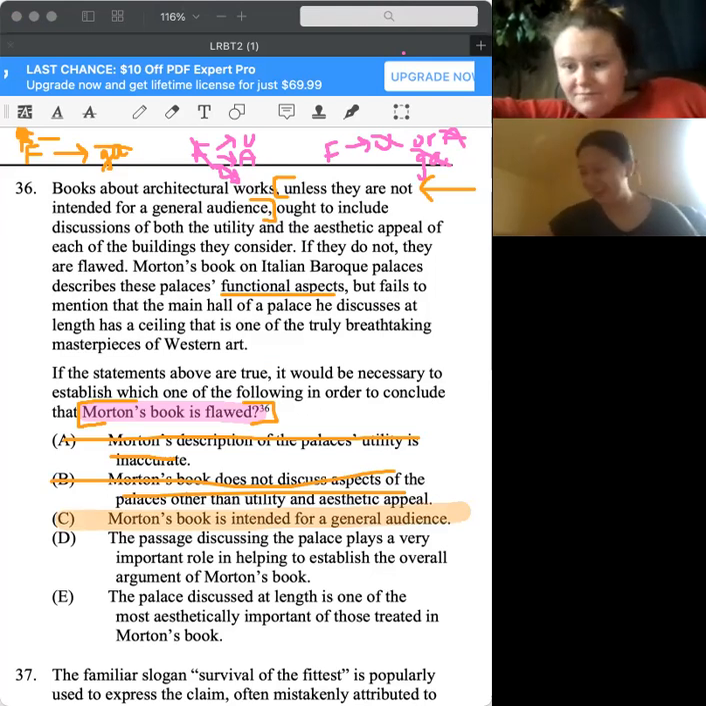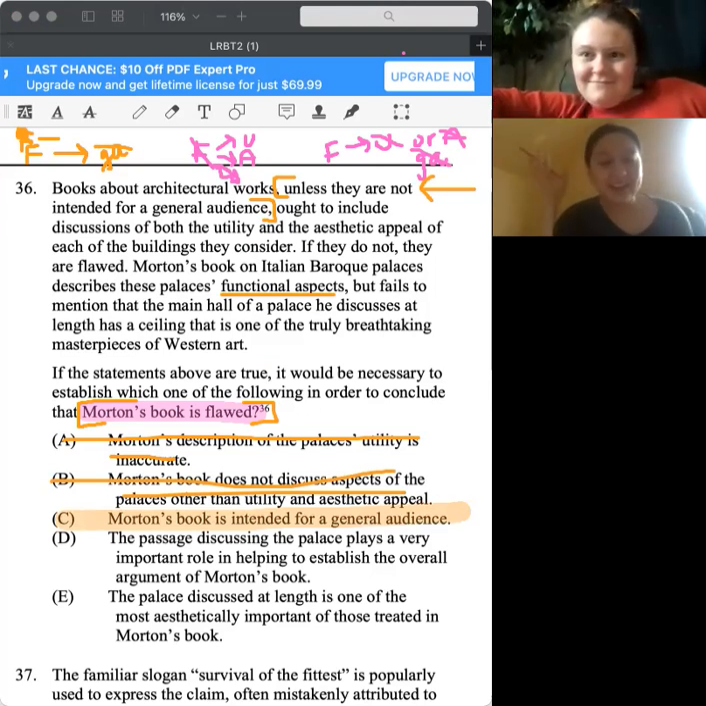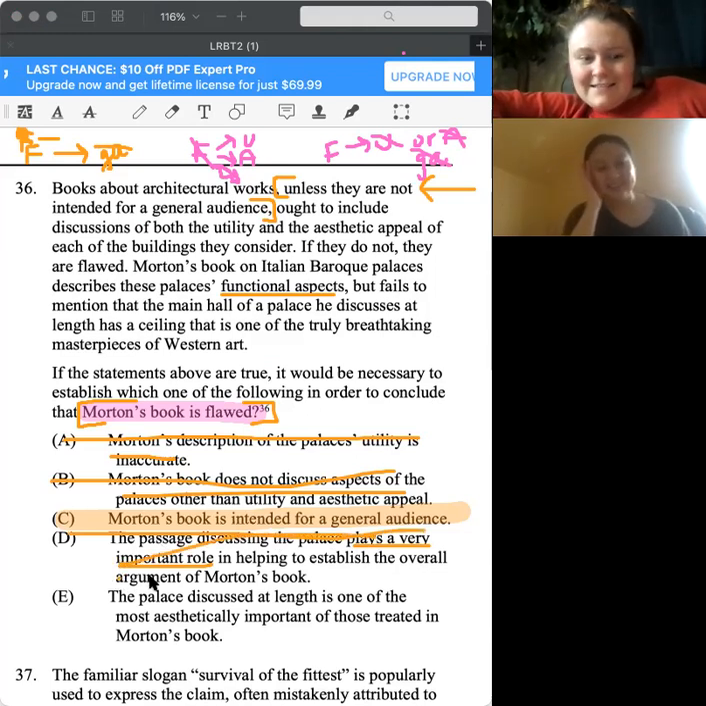Okay. I'm sorry, my mind's just, but we could go through D and E as well, just to quickly roll them off. So D says the passage discussing the palace plays a very important role in helping to establish the overall argument of Morton's book. Well, it doesn't tell us if it's flawed or not. It's great that it could establish that, but that doesn't tell us why the book is flawed. We don't care that it plays a very important role. What if the passage discussing the palace does not play an important role? That was okay too.